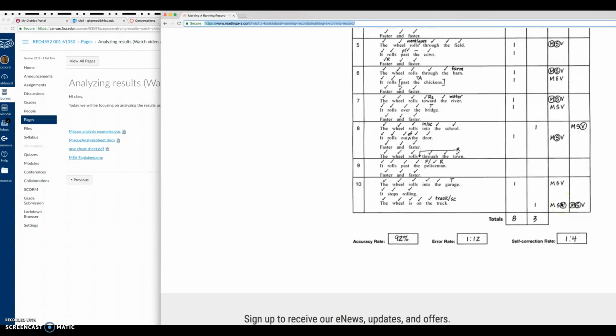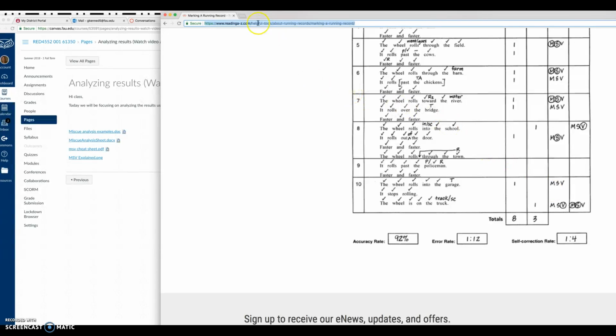Once you have administered the oral reading and the comprehension, then you'll look over your paper and decide if those are significant miscues. Anything that changes the meaning is going to be a significant miscue because now we've changed what's actually happening in the story and it doesn't make any sense.